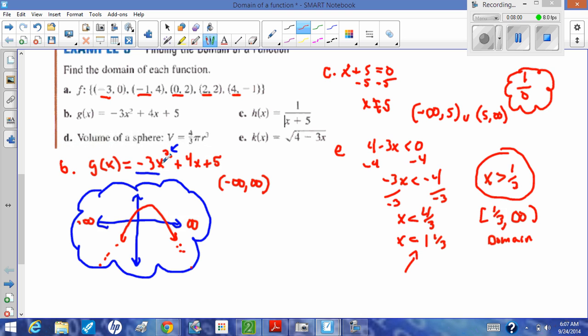I can't get division by 0 here. I can't get the square root of a negative number. That's why all the values work. Okay, I hope that helps a bit in finding the domain of a function. So if you have any questions, make sure you jot them down, and we'll take care of them in class.